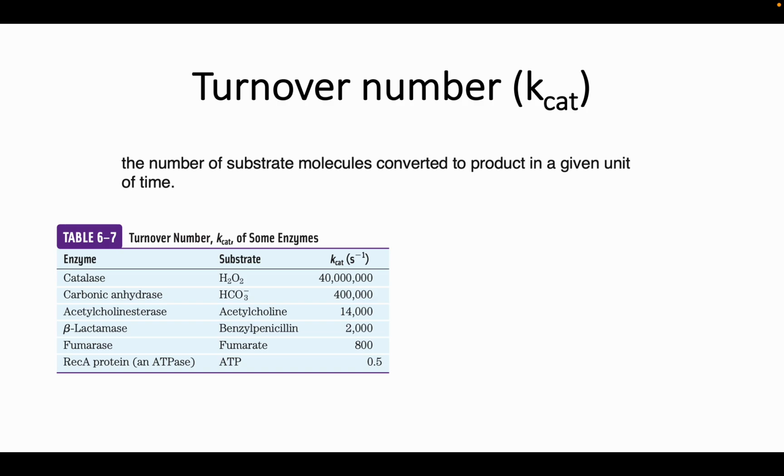Then we have the turnover number. What is this turnover number? Kcat. Kcat refers to the number of substrate molecules converted to product per unit time. This is just like calculating the efficiency, that is Vmax upon Et. The number of products converted will be directly proportional to the maximum velocity at a given Et.